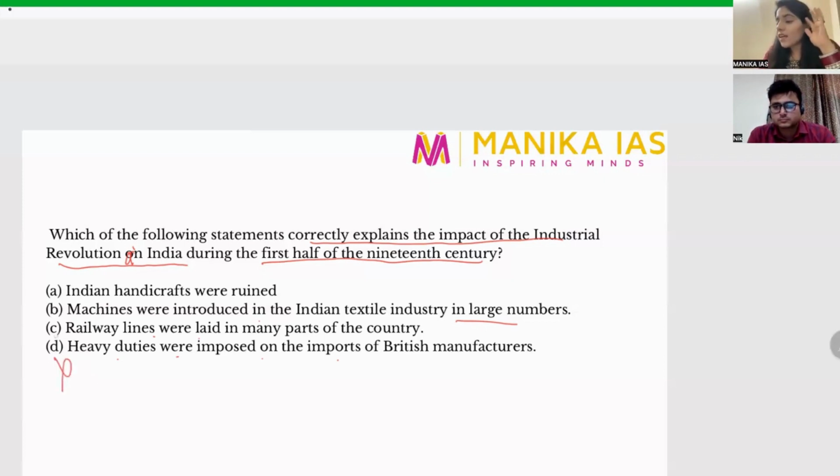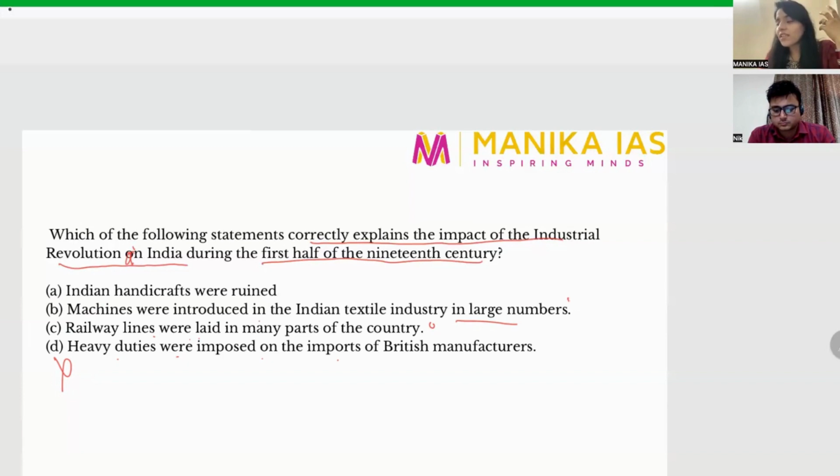Okay. Let's come to the third statement. Railway lines were laid in many parts of the country. Exactly. Railway lines were laid by the British in India. So let's keep it in the loop. Let's look at statement B. Machines were introduced in the Indian textile industry in large numbers. No, they never introduced machines in Indian textile industries. Why would they? They didn't want competition for themselves, no? They had the industrial revolution in their own home. Why would they want our machines to grow, our textile industry to grow? Okay.